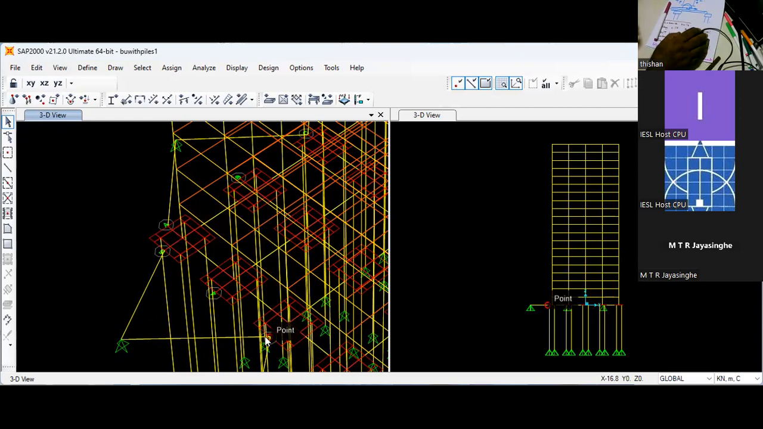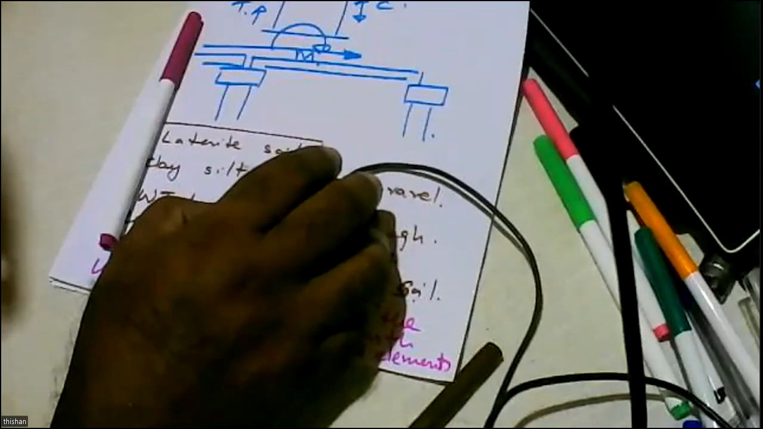So what we have to always keep in mind is, when you are doing computer modeling, our computer model is a mathematical model. So a mathematical model might look very different to the actual structure. So always you have to keep that in mind. So I'll stop sharing so that I can go back to the theory part.